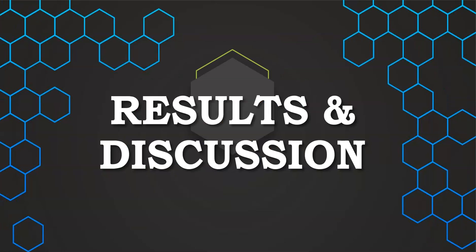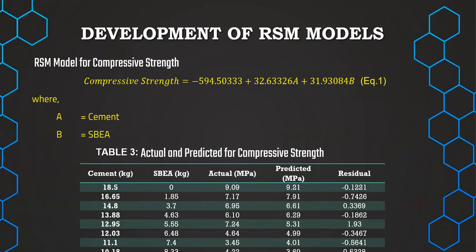Results and discussion. After analyzing the data using the Design Expert, the RSM model was generated in the form of a mathematical equation. The mathematical equation for compressive strength is shown in equation number 1. This mathematical equation was used to predict the response based on the interaction between the independent variables. The difference between the predicted and actual response is represented as residual, which is obtained by subtracting the actual from the predicted response. The closer the residual value is to 0, the more accurate the predicted response.